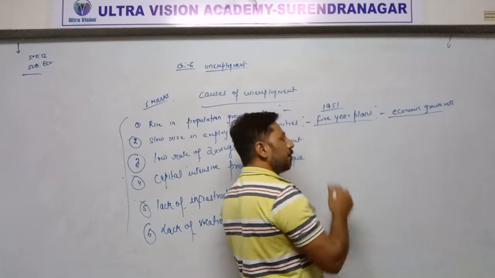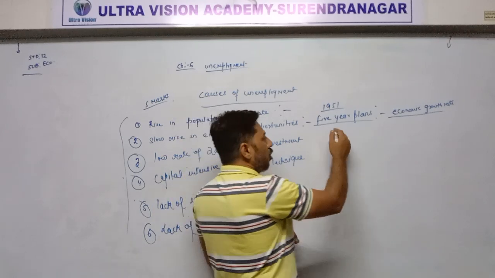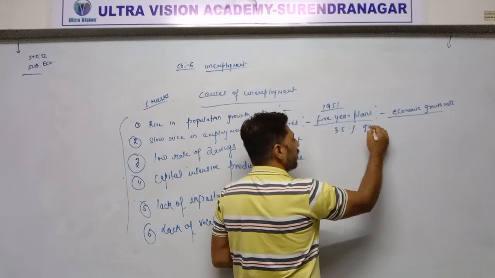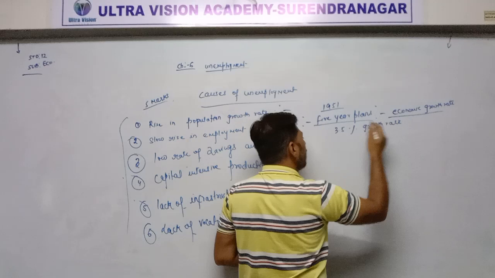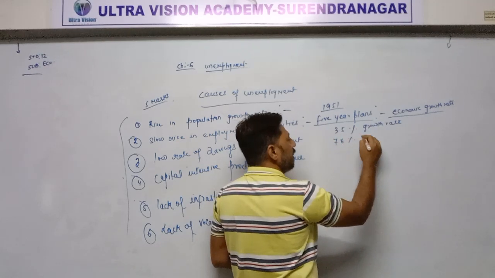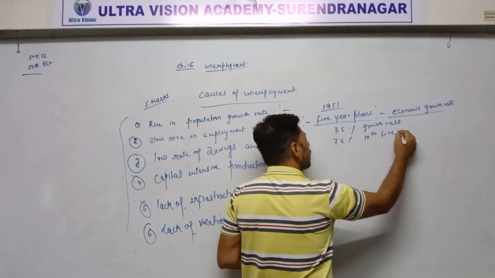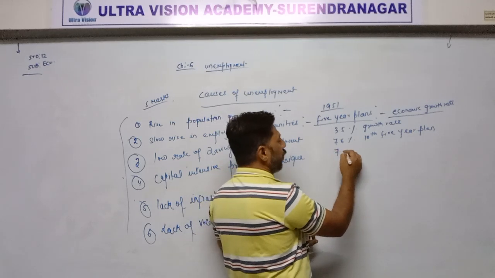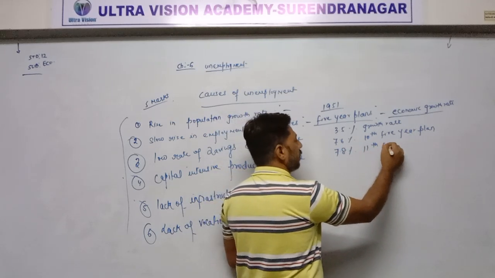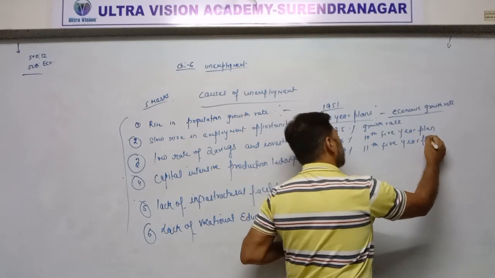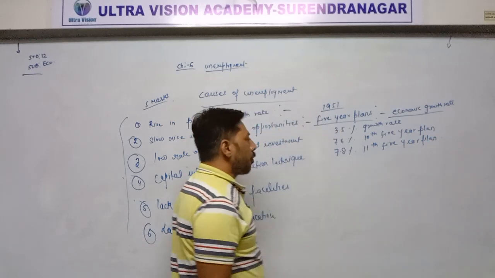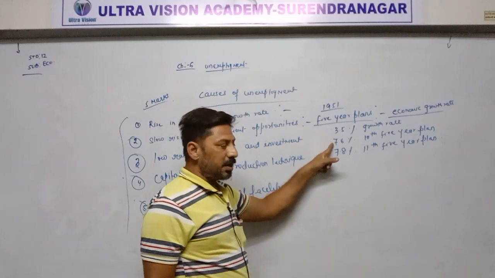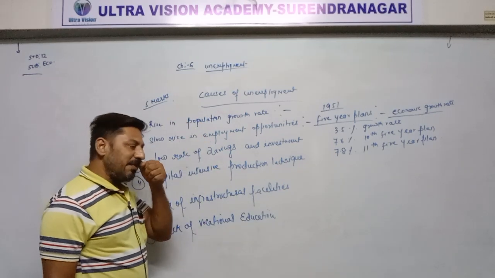For example, just after independence, Indian economy achieved 3.5% economic growth rate. Then it increased to 7.6% in the 10th 5-year plan. And again it increased to 7.8% in the 11th 5-year plan. It means the economic growth rate was continuously increasing. From 3.5% it increased to 7.6%, then to 7.8% till the 11th 5-year plan.